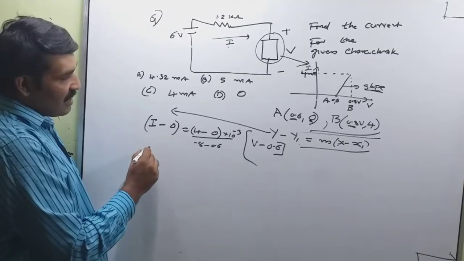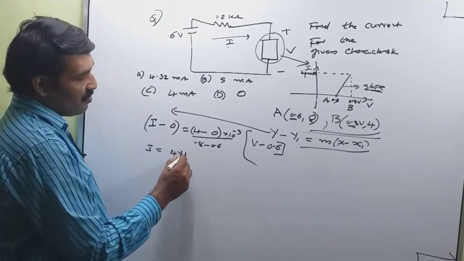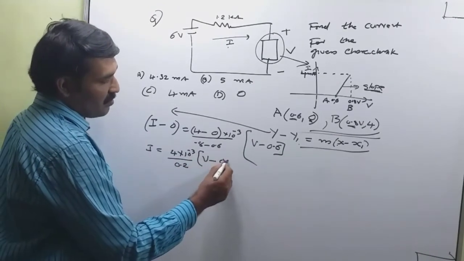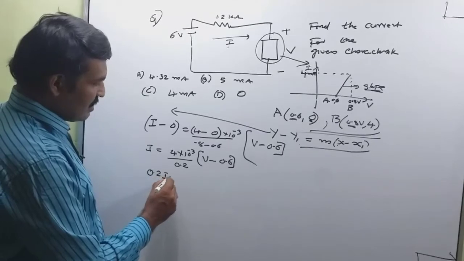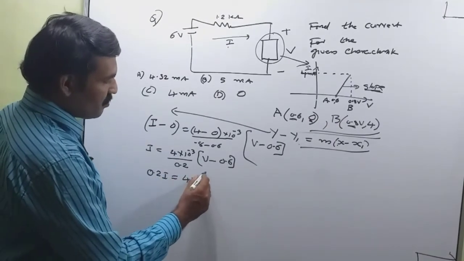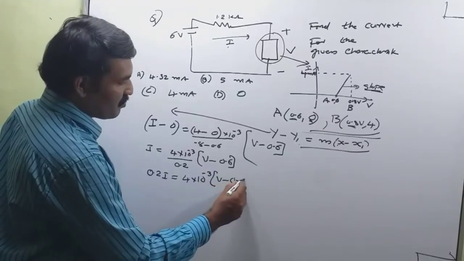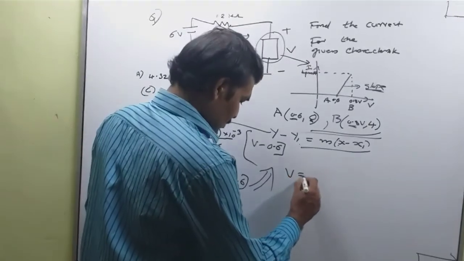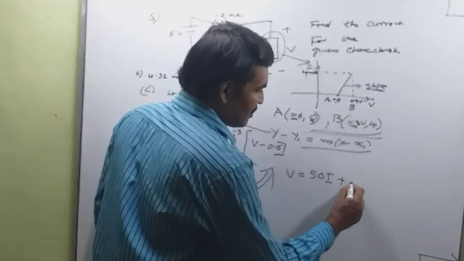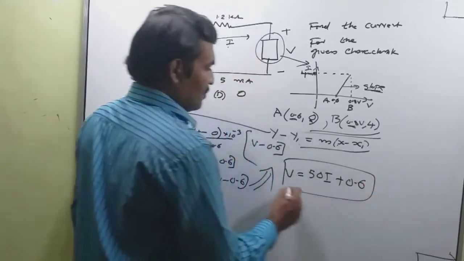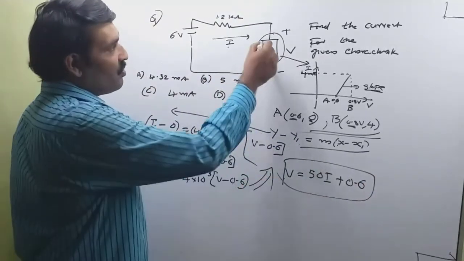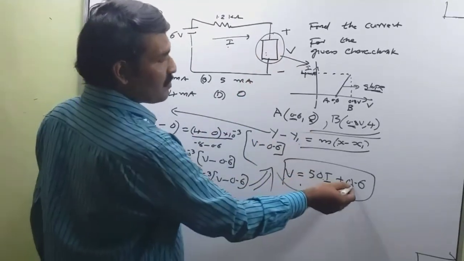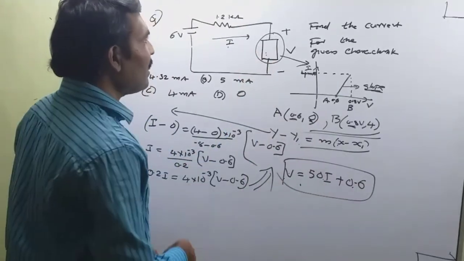We can simplify this as I is equal to 4 into 10 raised to minus 3 divided by 0.2, into V minus 0.6. This can be simplified as V is equal to 50I plus 0.6. Okay, so this is the equation of the voltage-current characteristics of this element, V equals 50I plus 0.6.